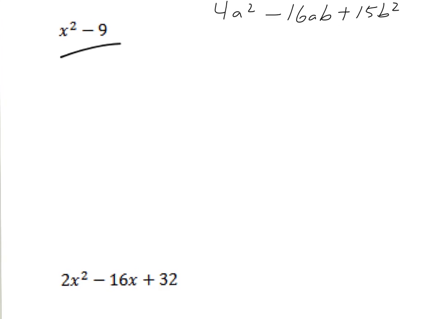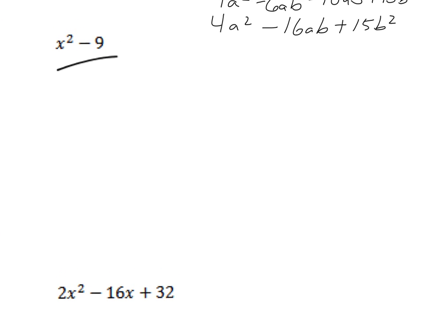So let's look at this one down here, this little two-term binomial. So there is no GCF, because it's x squared and 9. They are both perfect squares, because x squared is x and x, and 9 is 3 and 3. Since there is the difference in this case, we can just do a simple difference of squares. So this would just simply be x minus 3, x plus 3.